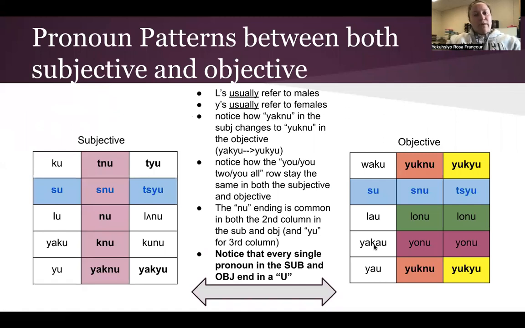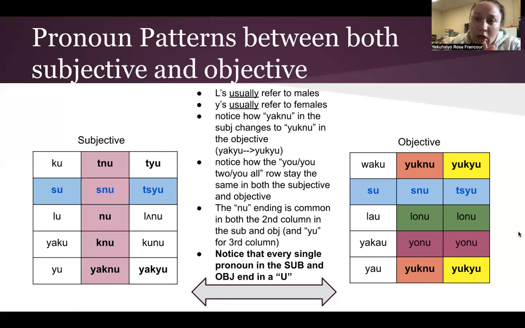So let us talk about the patterns between the subjective and the objective side. L's usually reference males, not the same pronoun: lu, lao. Y's usually reference females: yagu on the subjective, yagao on the objective. Notice how yagnu changes to yungnu. Y-A-K changes to a Y-U-K on the objective side. Same thing for yagyu: Y-A-K changes to yungyu. And we know the top is the same. Same thing for the second column. Those are our patterns.